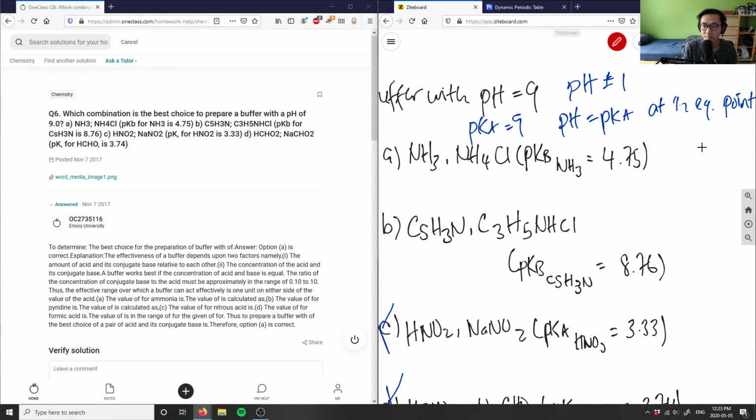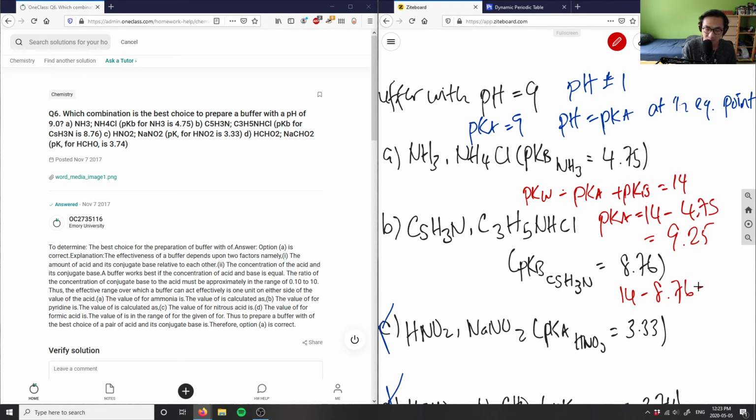So I know here that pKw equals pKa plus pKb, and that has to equal 14, right? So in this case, I know that pKa has to equal 14 minus 4.75. That gives me a value of 9.25. And for this one, it's 14 minus 8.76, which would give me a value of 5.24.